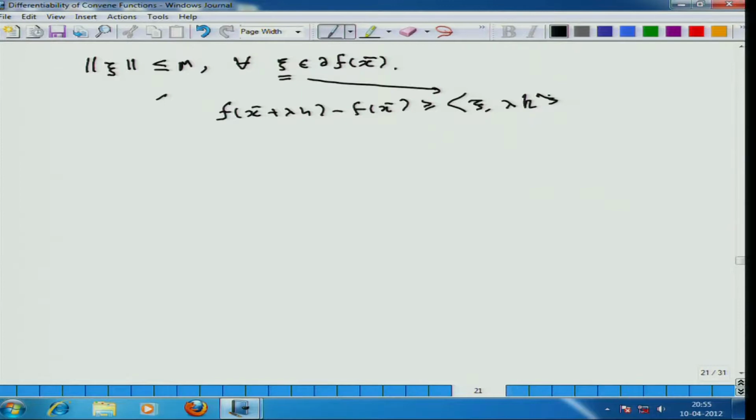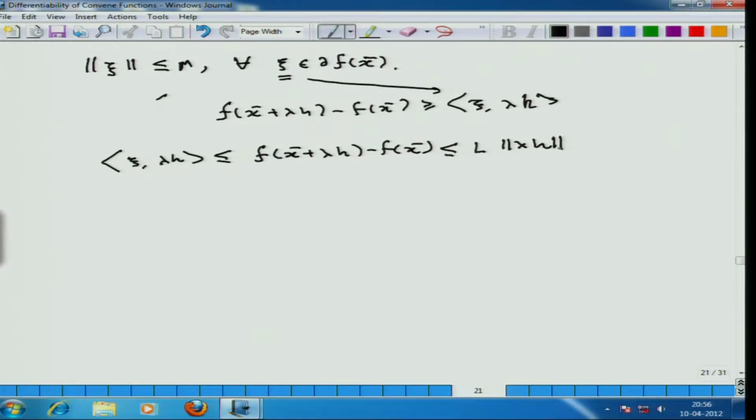Now, once I know this, I will just write it in a slightly different way. When λ is sufficiently small, x̄ + λh is very near x̄, so it is within some neighborhood, and then applying local Lipschitzianness, you will get that this is nothing but L times λ times the norm of h. So, this λ cancels out to give ξ(h).